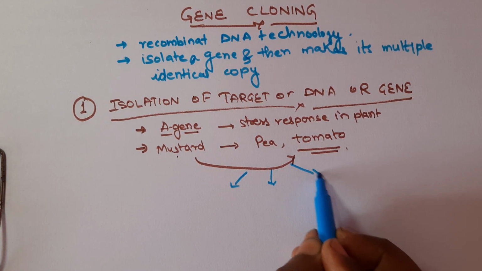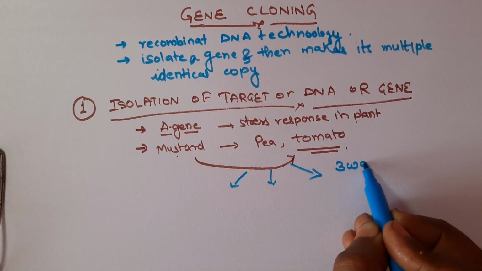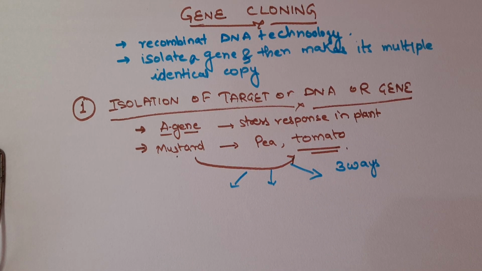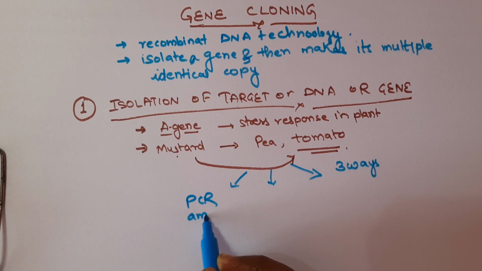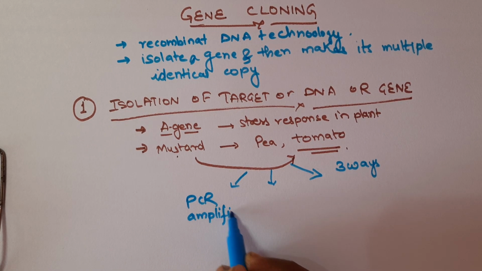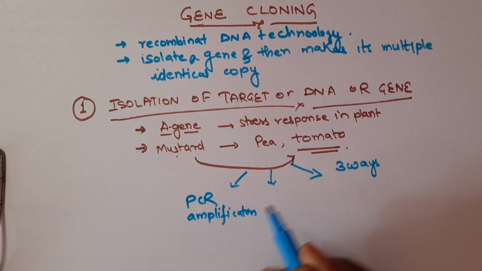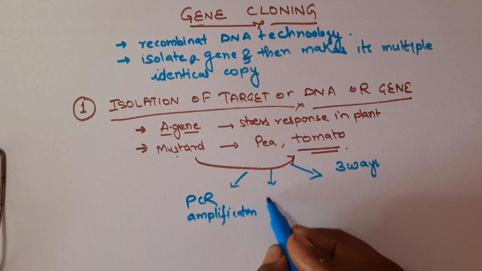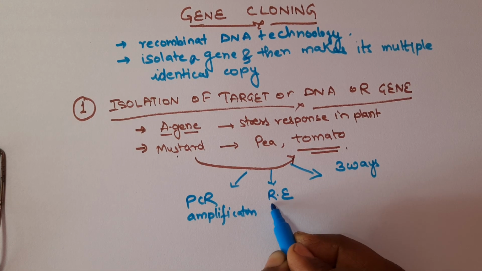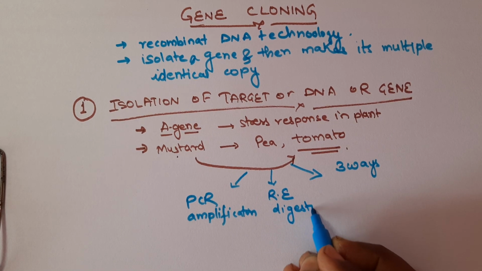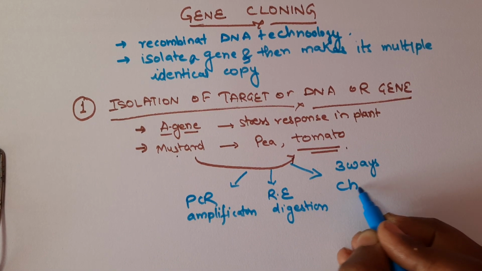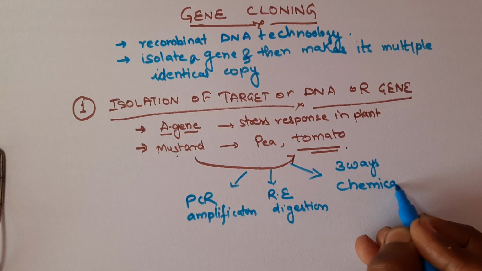Now there are 3 ways for gene isolation. First is PCR amplification. Second is restriction enzyme digestion. And the third is chemical synthesis.